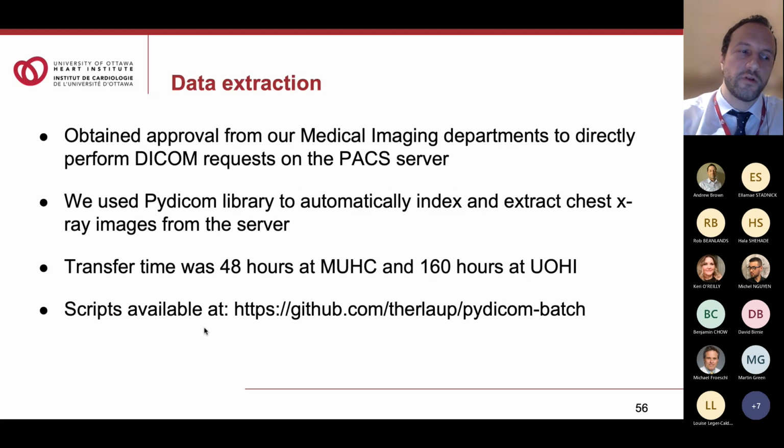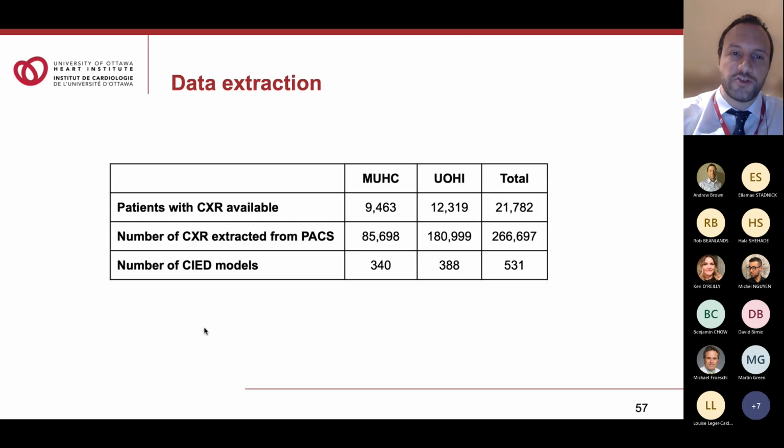So here's some of the data that we extracted. We obtained approval both from the MUHC in Montreal at McGill and from the Heart Institute to directly pull data from the PACS server. We used an automated script to pull these images, and those are available on GitHub. We extracted at both institutions from 21,700 patients. We extracted 266,000 chest radiographs directly from the PACS system, and this covered 531 different models of cardiac devices.